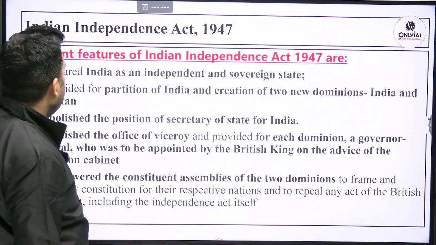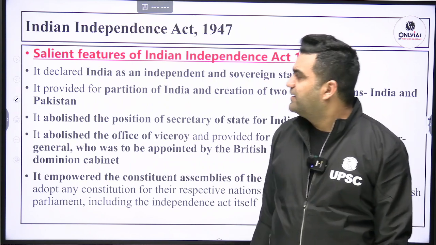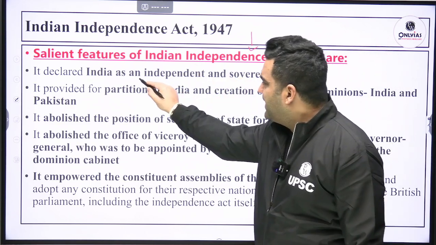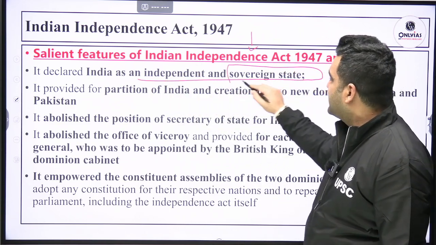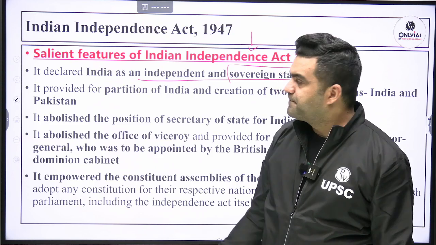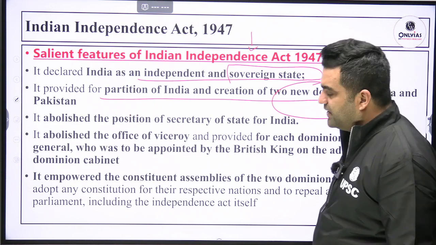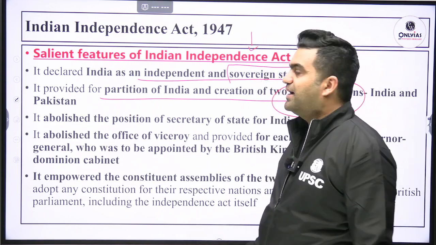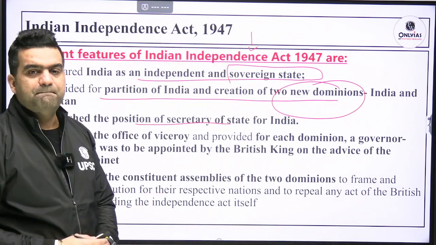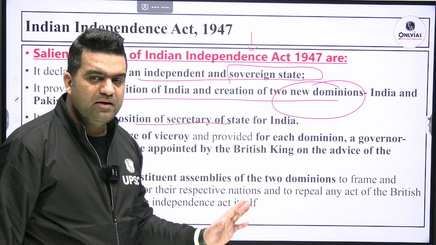Now, finally, coming to the last leg of our lecture today, Indian Independence Act 1947. Salient features of Indian Independence Act are: it declared India as an independent and sovereign state. What do we mean by sovereign? That means India can decide its own policy. It provided for the partition of India and creation of two new dominions, India and Pakistan. It abolished the position of Secretary of State for India. Finally, the British government is letting go of the control.